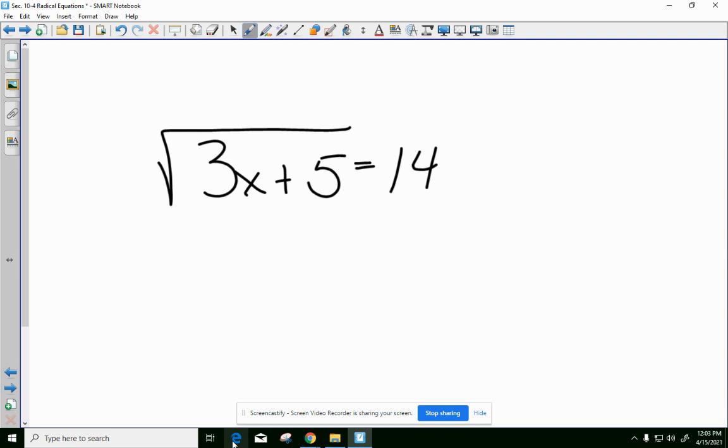Nothing crazy. The hardest part today is probably going to be deciding when I should square it in order to make it go away, or in order to inverse that operation and cancel it out, so to speak. Now, if I came in here and squared both sides of this equation, can you tell me what I'd have? Anybody tell me what I'd have in there?